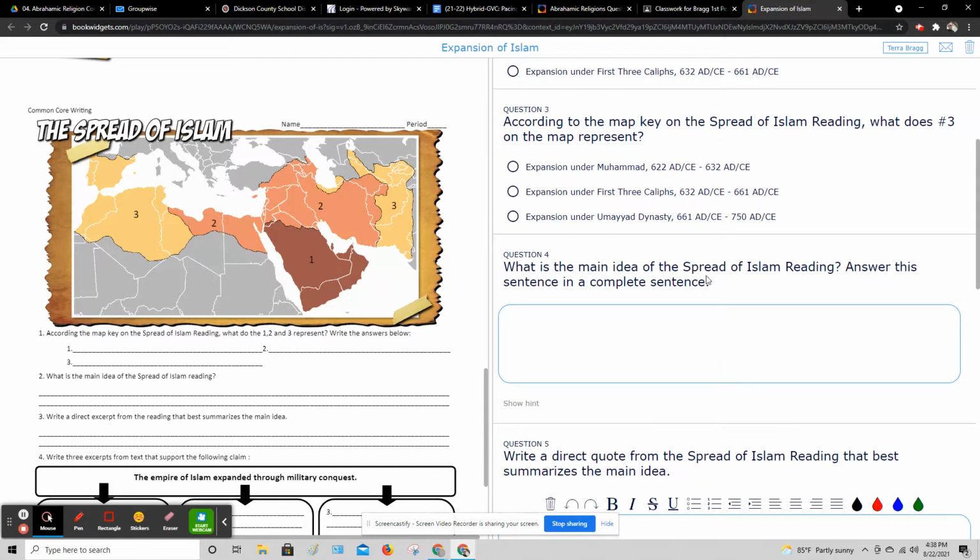What is the main idea of the Spread of Islam reading? And answer this question in a complete sentence. All right, so what was the main idea of the reading? If you get stuck, I put a hint. You can click it, try and figure it out.